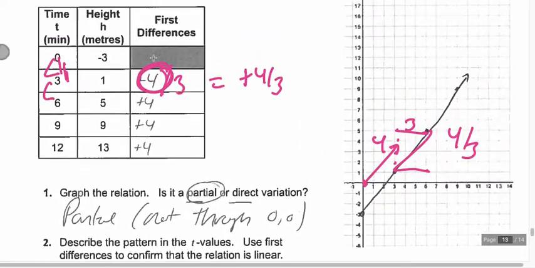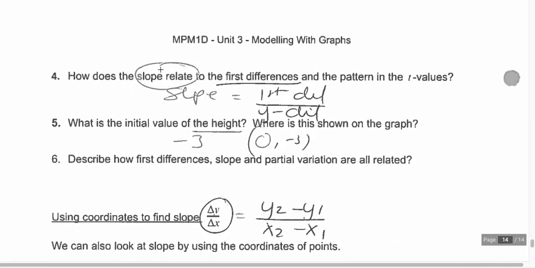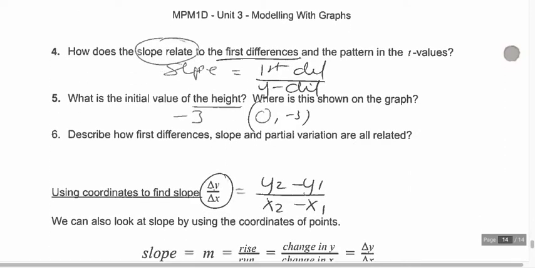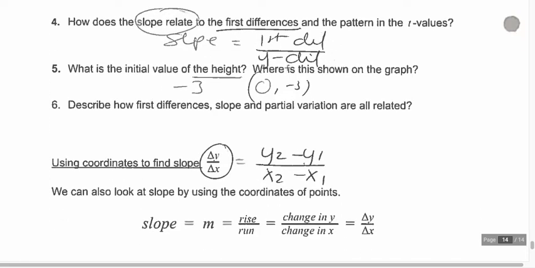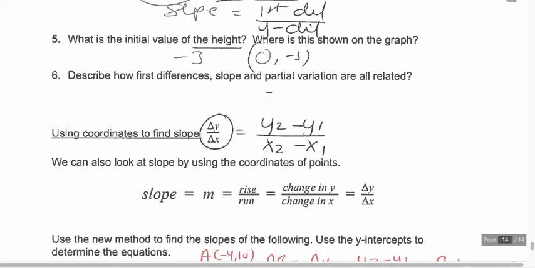Just be careful over here that this is not your slope. I said that 1,000 times. Again, another sign of being old. How does the slope relate to the first differences? They're close, but you have to divide by the y here.